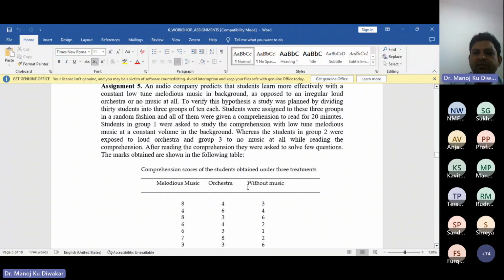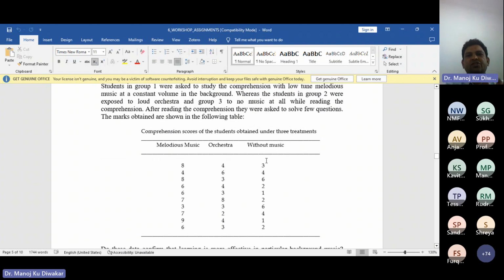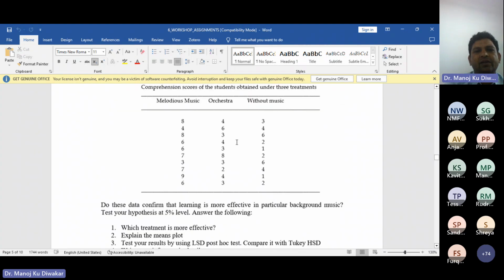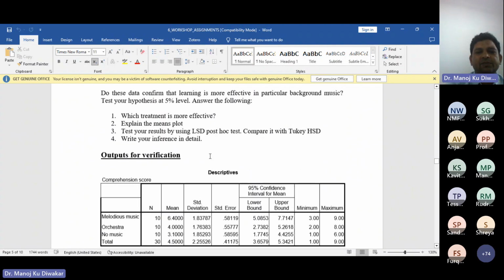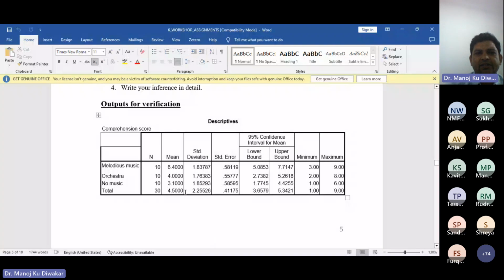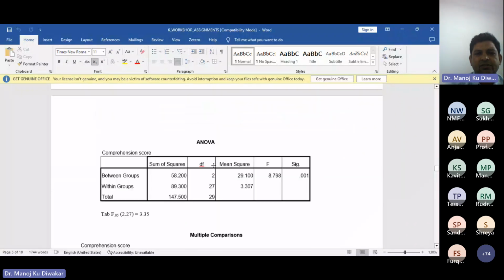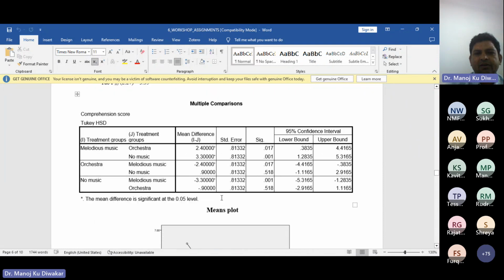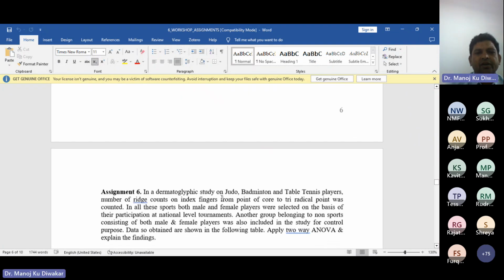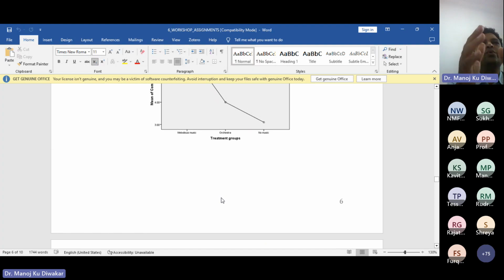Okay, so this is basically to assess what is the change if we provide melodious music, orchestra, and no music, and what is the impact on their scores. So in that case you can go for the analysis of variance, and this is the descriptive statistics for analysis of variance. This is the ANOVA and this is your F value. You can do the multiple comparison. Okay, so this way you can see how you can apply the t-test in different cases.